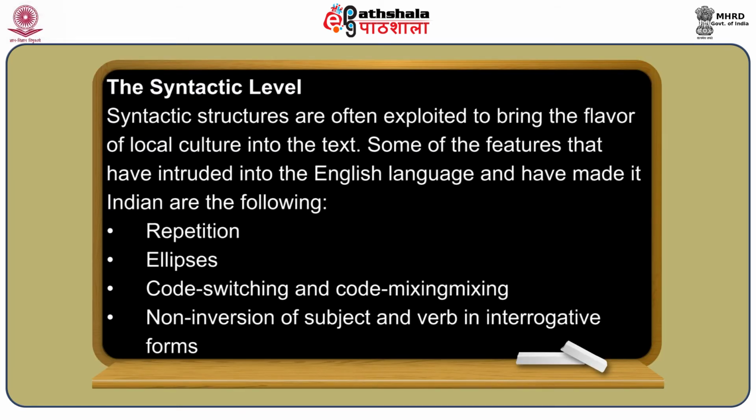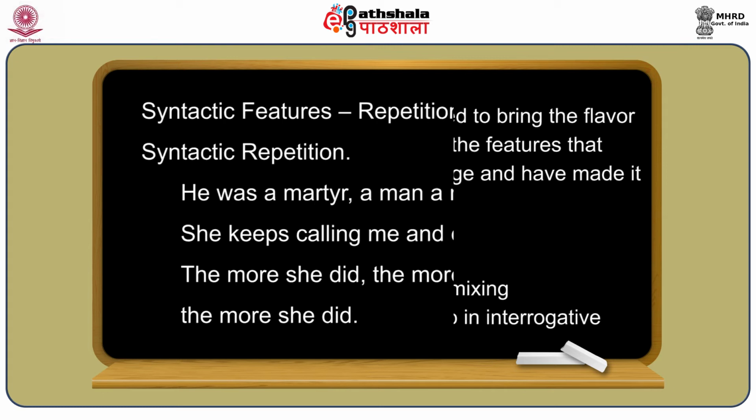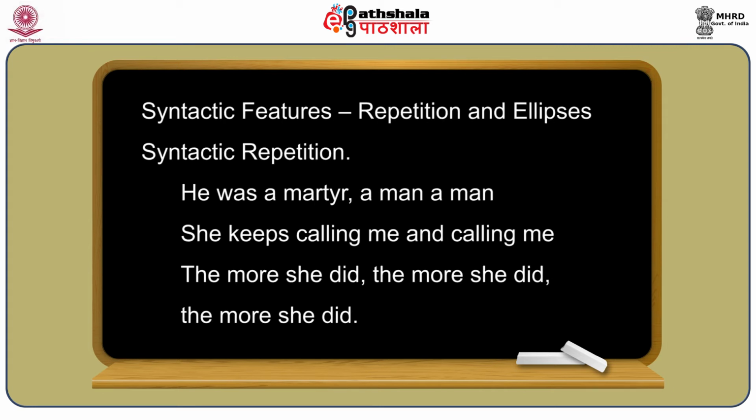At the level of syntax, writers often exploit syntactic structures in order to bring the flavor of local culture into their writing. A variety of syntactic features such as repetitions, peculiar tag questions, non-inversion of subject and verb in forming questions, etc., can be found in the novel. And repetitions emphasize or highlight the intensity of experience or draw the attention of the readers. Some examples are of syntactic repetition.